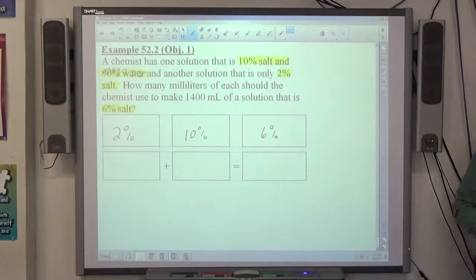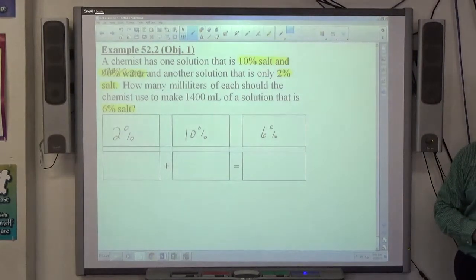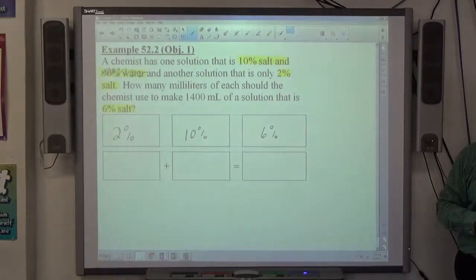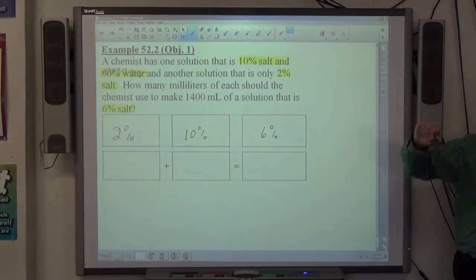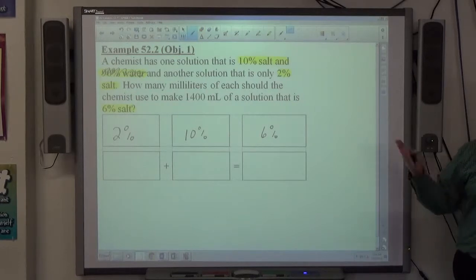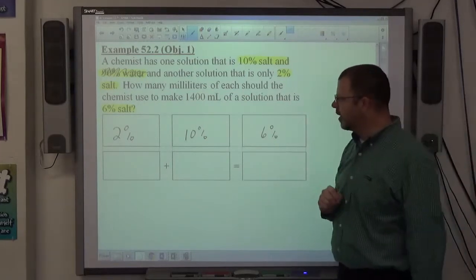As long as the number is between 2 and 10, it's doable. If I needed a 15% salt solution, I'm out of luck. I need a salt shaker then, right? Get a little extra salt in there. But if I want to go stronger than 10, it's not possible because the strongest thing I have is 10. All right, so between 2 and 10 is possible.